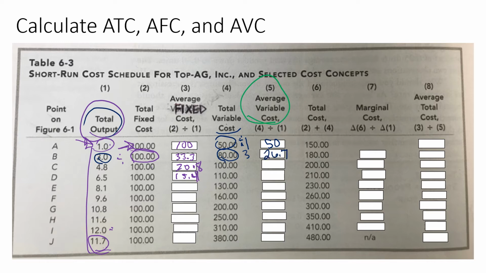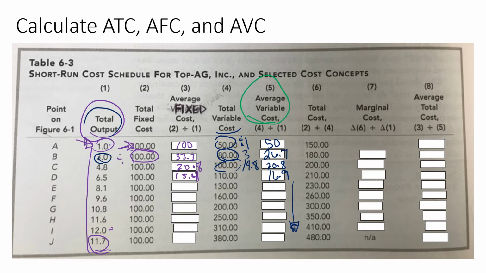So 80 divided by 3 is 26.7. Next one, we have 100 divided by 4.8, and that's going to be 20.8. And we have 110 divided by 6.5, and that's going to be 16.9. Okay, so we can continue to calculate those numbers of average variable costs as we go down as well. So go ahead and complete those calculations and put those in your note sheet.